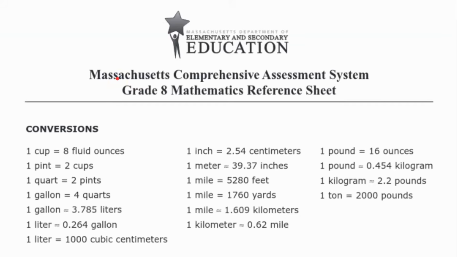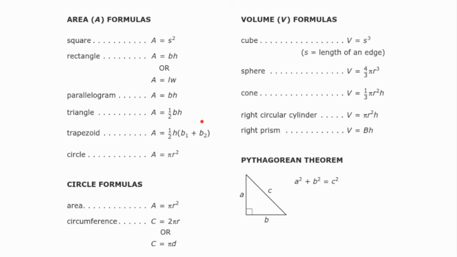Here is half of the reference sheet that Massachusetts students are allowed to see during any question of the exam. They can pull this up. They have these conversions that we do not expect students to memorize, that they can always reference or look up. They don't have access to the internet during the test, so we provide that to them on this reference sheet. The bottom half of the reference sheet provides formulas that we don't expect them to memorize: area, circle formulas, volume formulas, and the Pythagorean theorem are provided to them.